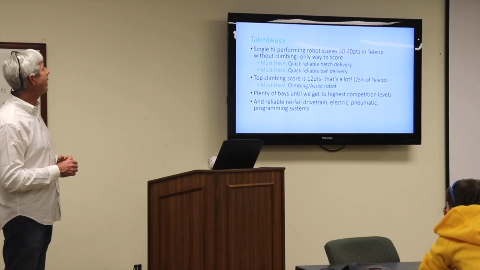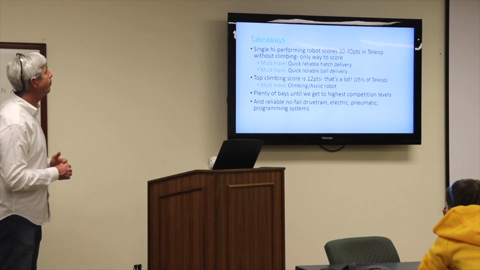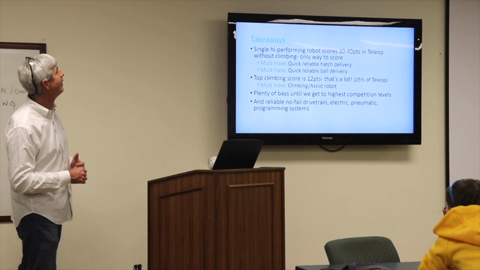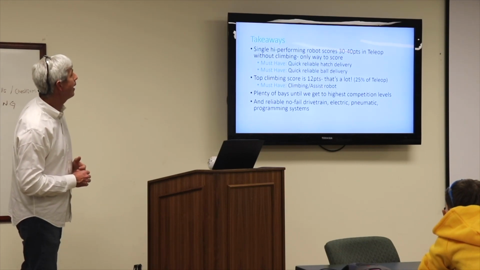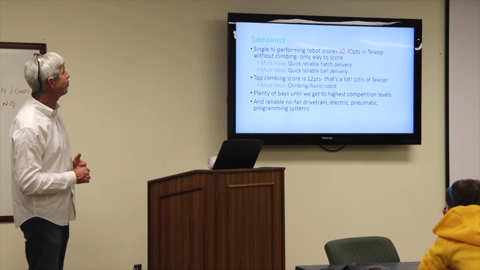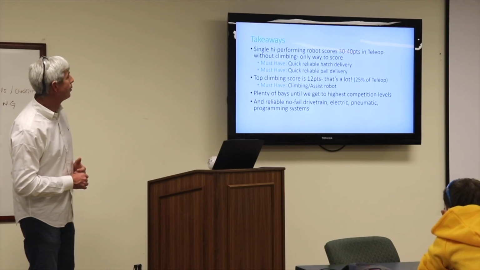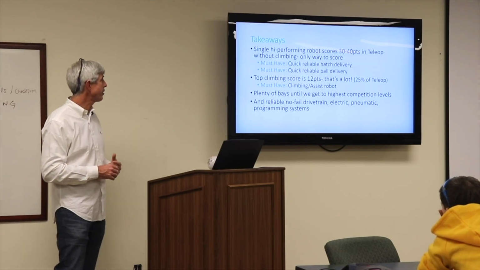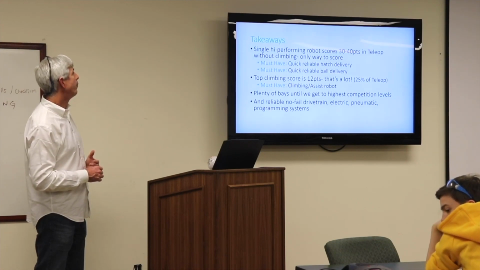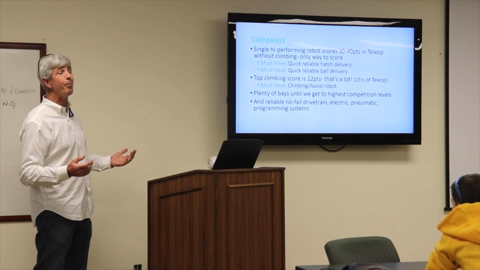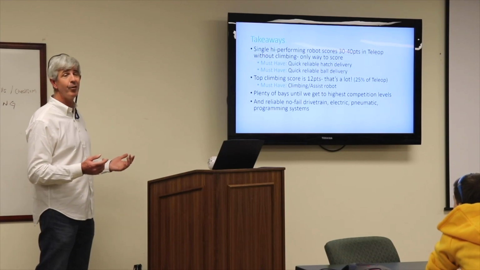I already talked about the top climbing score is 12 points. That's a lot. Given your 30 to 40 points in teleop, in theory that's 25% of the total. So doing a climb, or a robot that assists the climbing, is going to be a must-have for a winning robot.